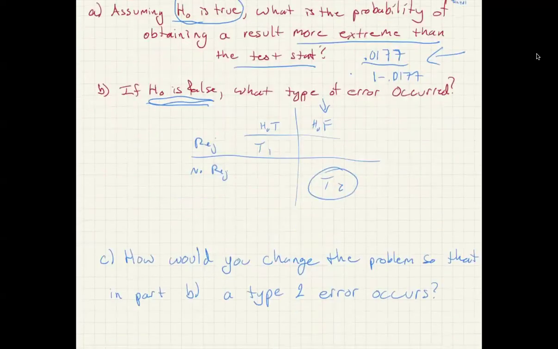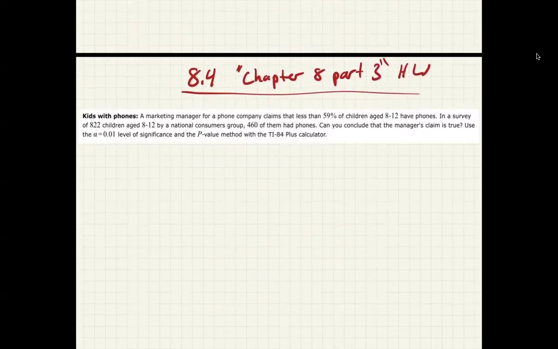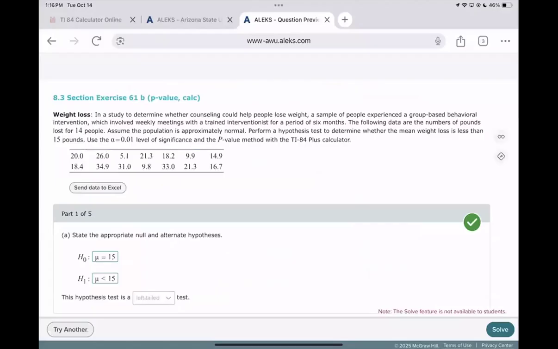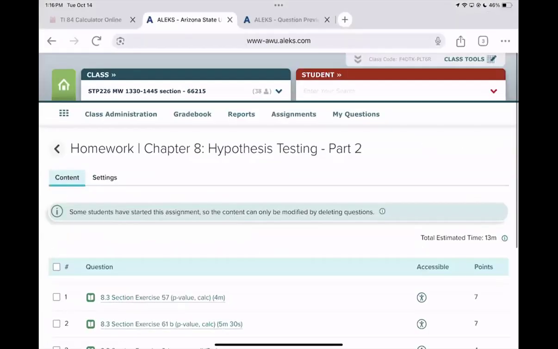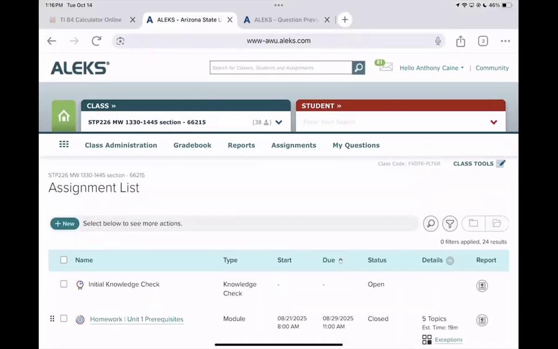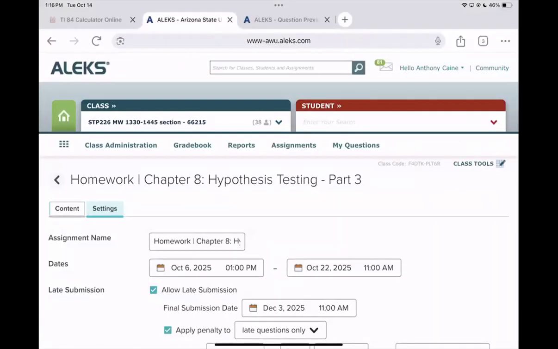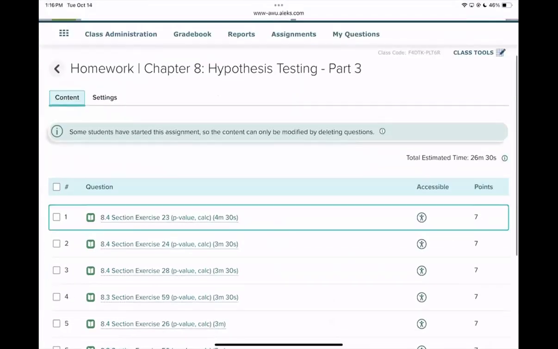Right? So anyway, all right, now we get to 8.4, some proportion stuff, which actually, let's just look at chapter 8, part 3. That's pretty much all proportion questions. So chapter 8, part 3. And we'll just jump in with a problem.